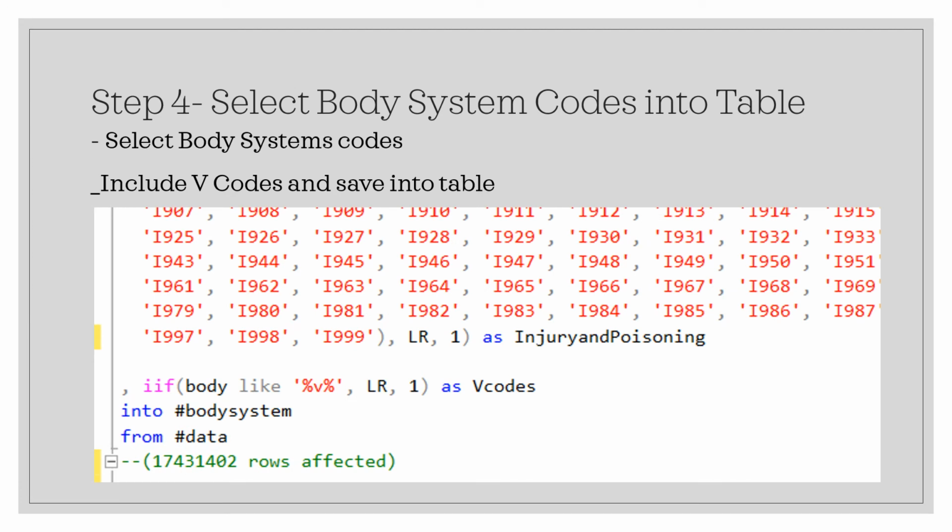Step 4, we're going to then input that whole selection of body system codes that we created earlier. You're going to select all, and then you're going to follow the if body codes all the way down, all 18. We also need to include V codes. That's that final code at the bottom, and then we're going to save it into our body system table.